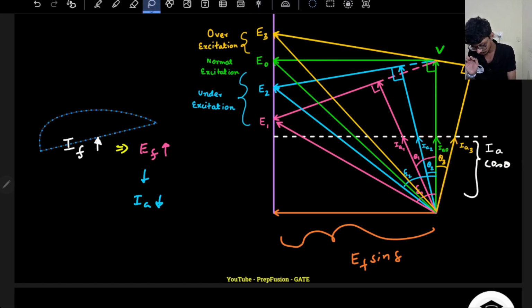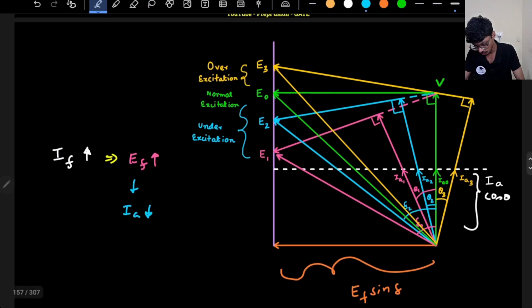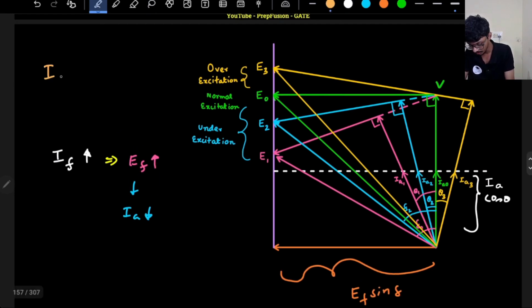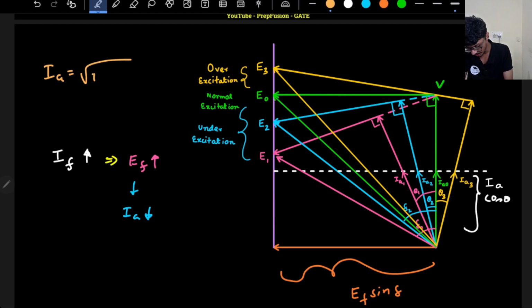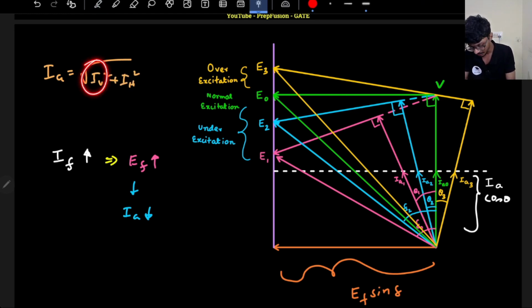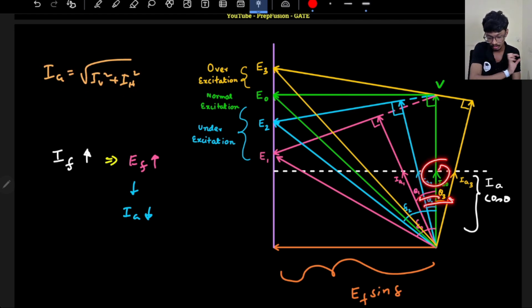So basically, your current IA has two components, one vertical and one horizontal. This component is fixed because power is constant. So IA will be the square root of I vertical squared plus I horizontal squared, just a Pythagoras triangle. As there is an angle, I am getting a bit of horizontal value as well. So if I move to the left of IA naught or to the right of IA naught, IA will always increase. That is for sure.